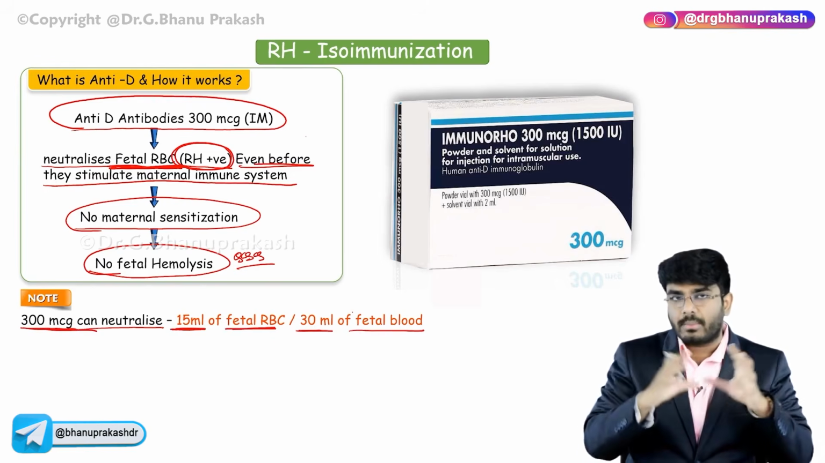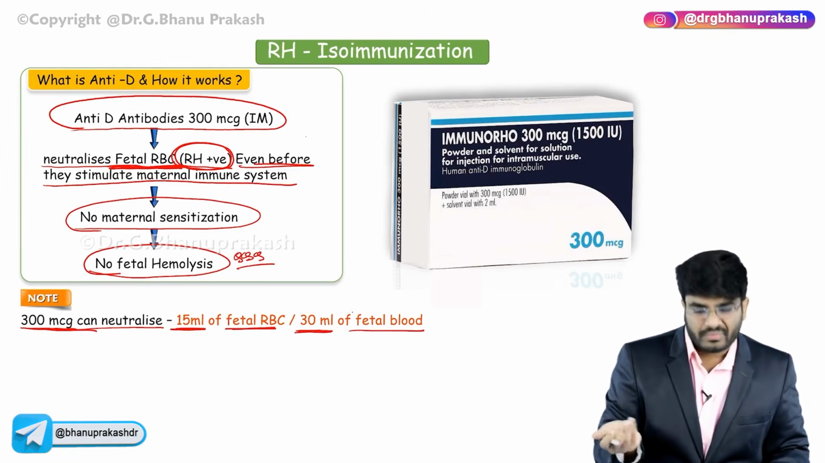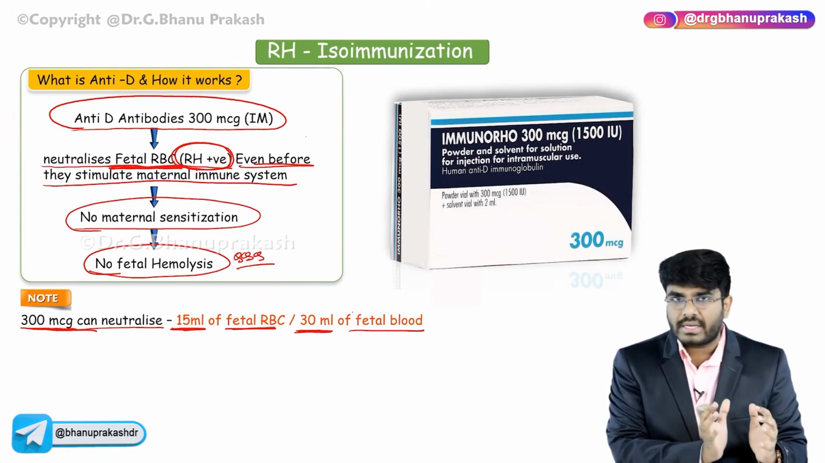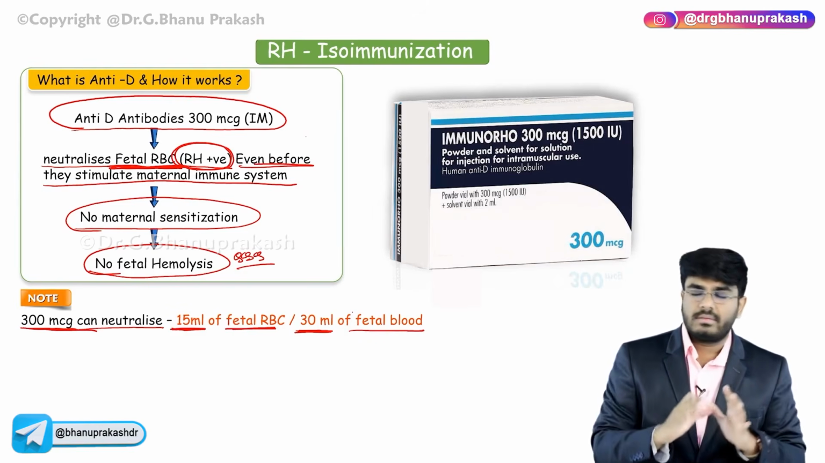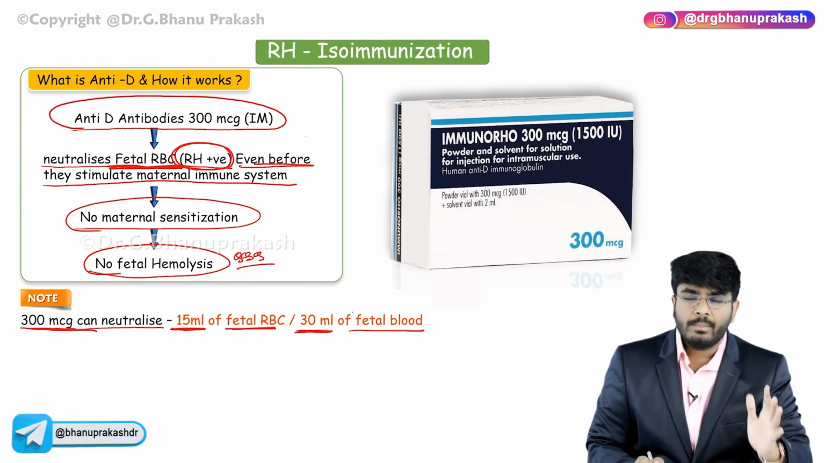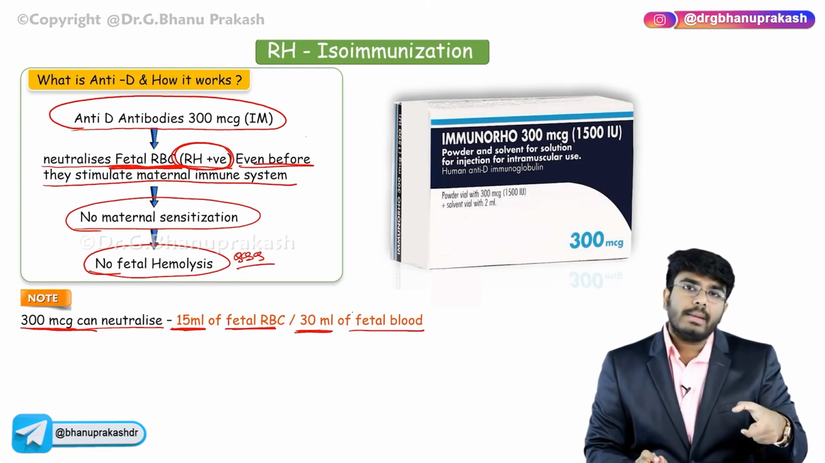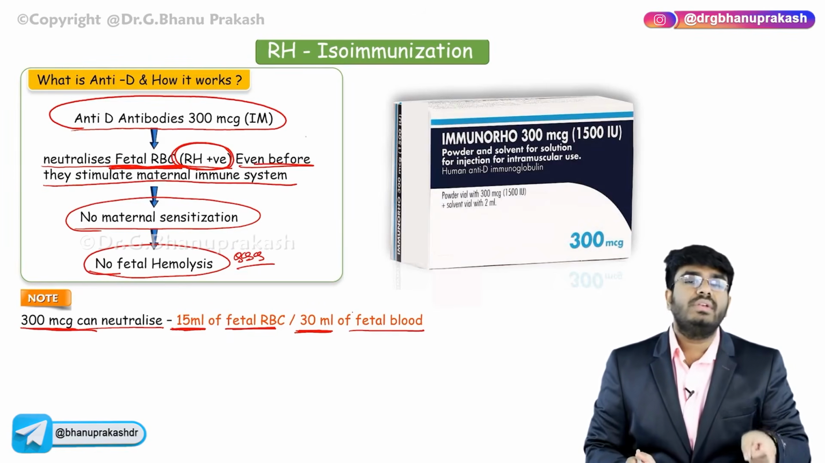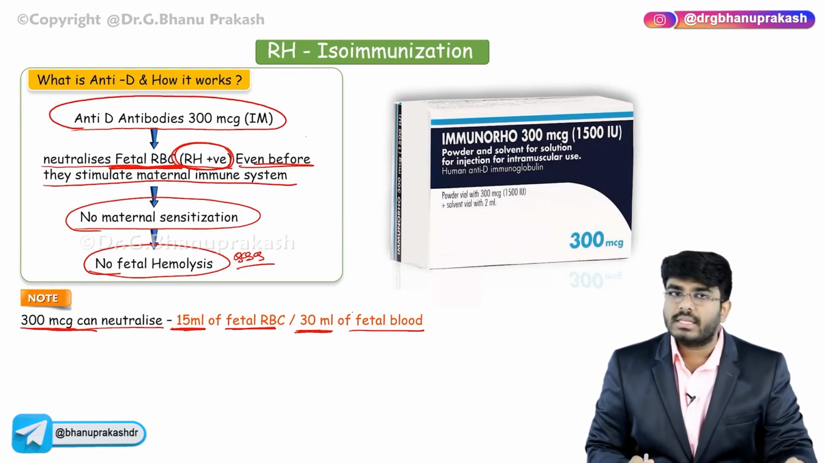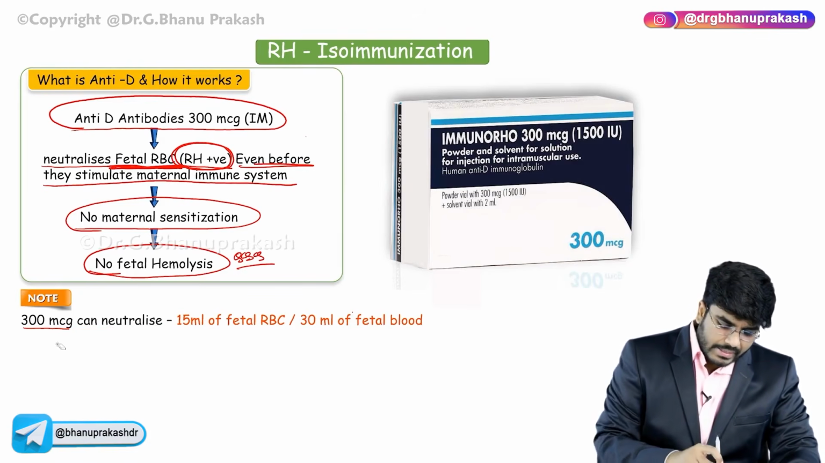If I am talking about fetal blood, it is 30 ml. In that 30 ml, definitely 15 ml will be the RBC component, right? Blood is nothing but plasma, RBCs, WBCs, platelets, all that stuff. So the important point is that if you give 300 micrograms to the mother, it has the capability to neutralize 15 ml of fetal RBCs or 30 ml of fetal blood. Well and good.